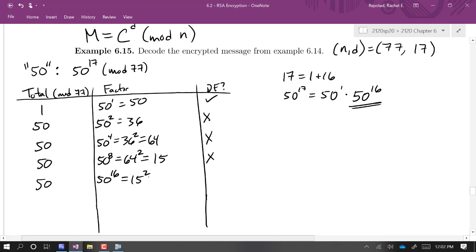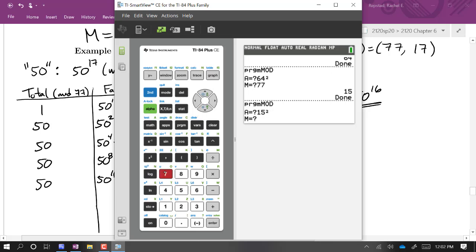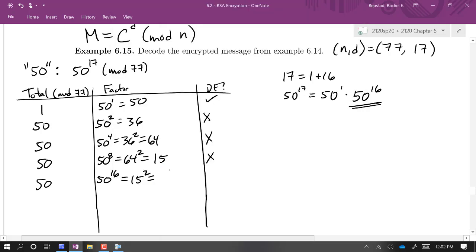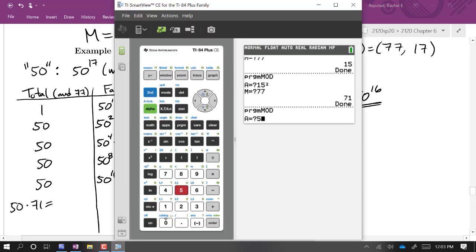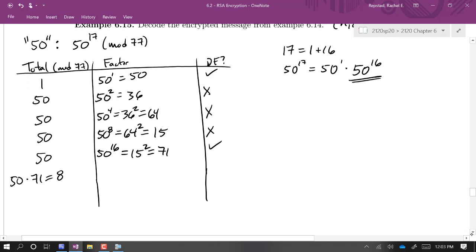So 15 squared mod 77 is 71. There's our desired factor. 50 times 71 mod 77 is 8. So 50 decrypted to 8, which in our table is the letter H, which is what we encrypted to get to the number 50.